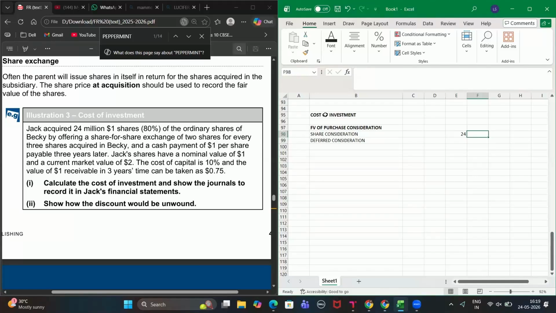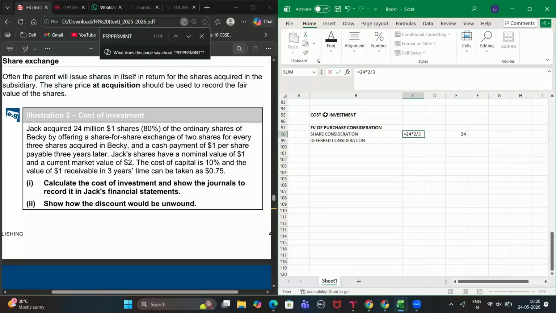Yeah, it's 2 by 3. It's correct. For 24 million shares, we are giving two shares for every three shares acquired. So how much will this be equal to? What will be the share consideration? 24 into 2 by 3.